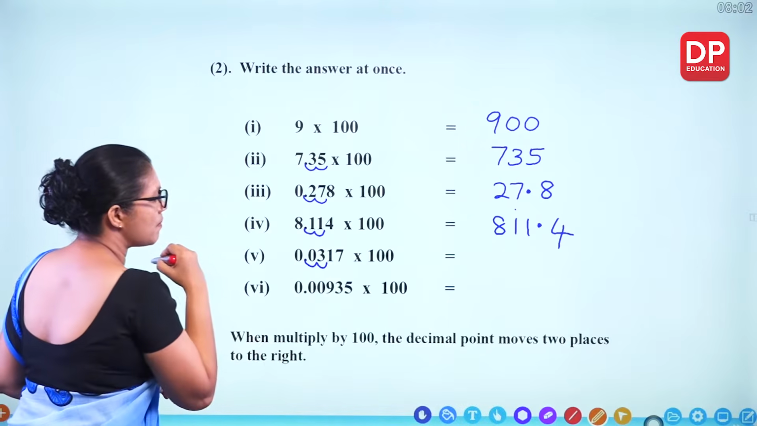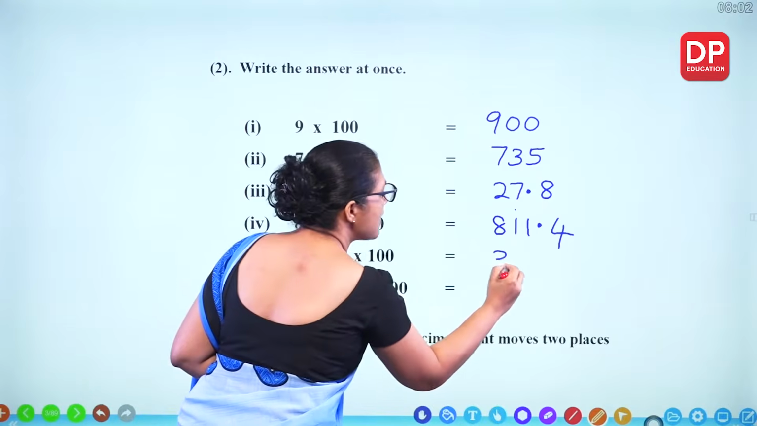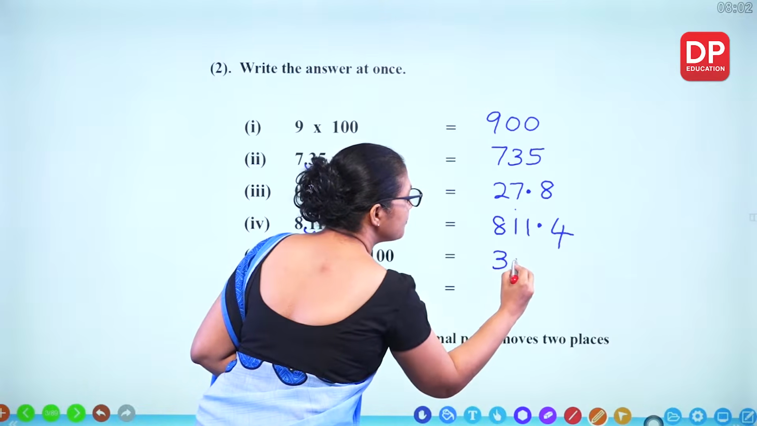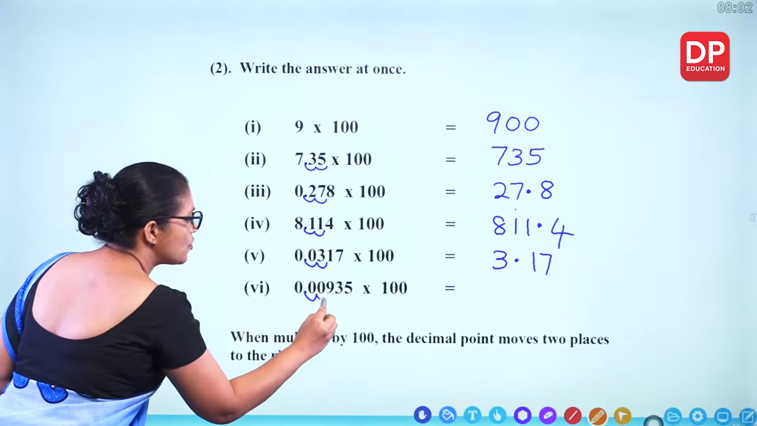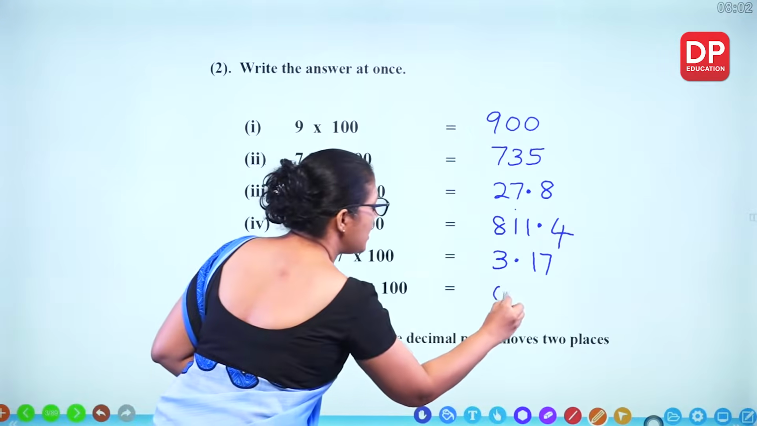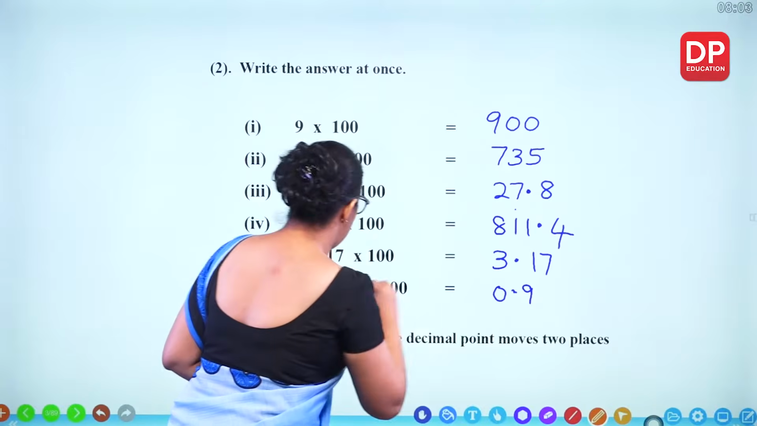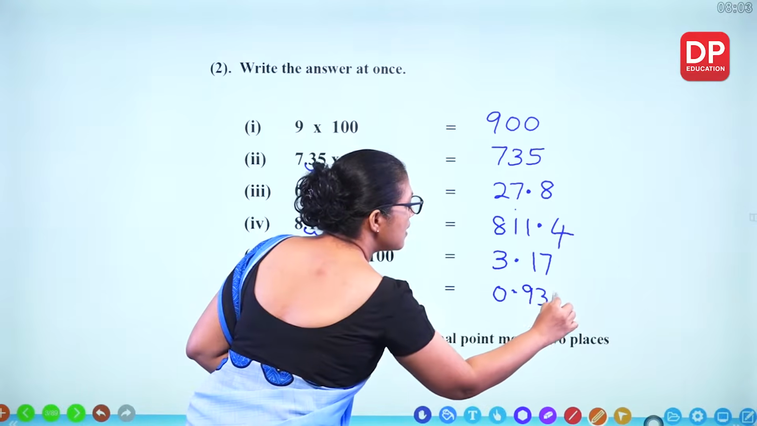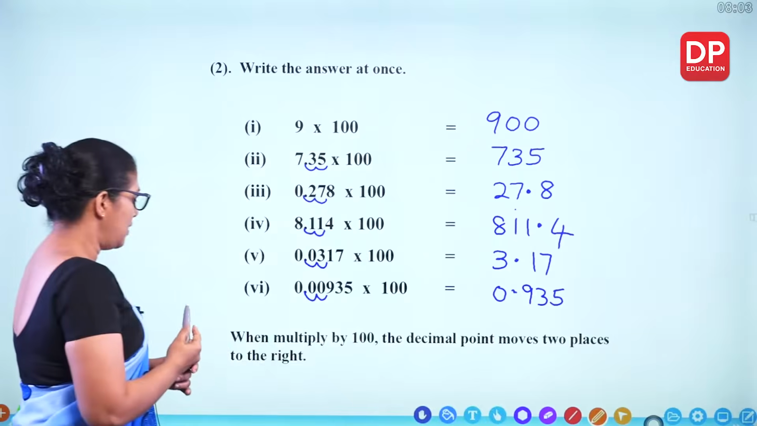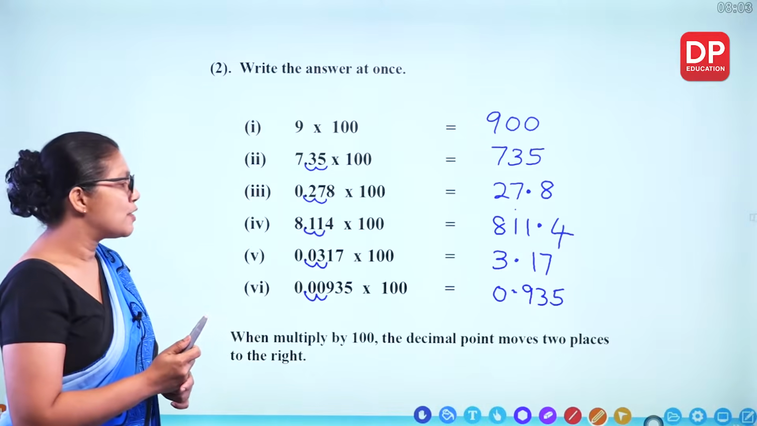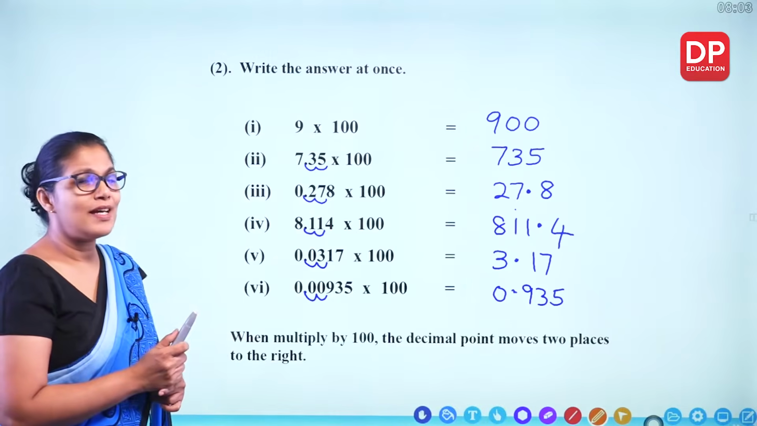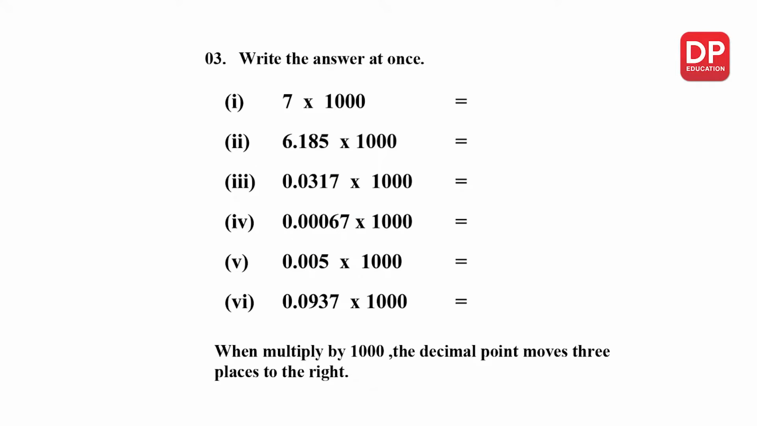Multiplied by 100, 3.17. This one, you get 0.935. So when you are multiplying by 100, the decimal point moves two places to the right.